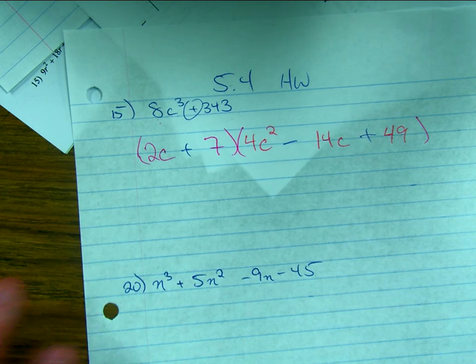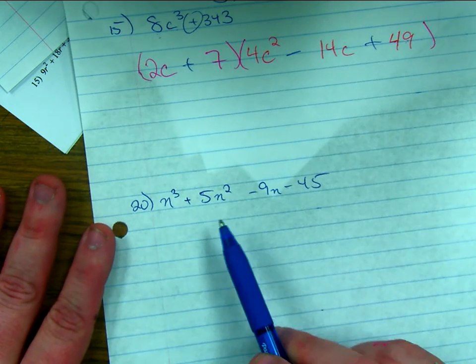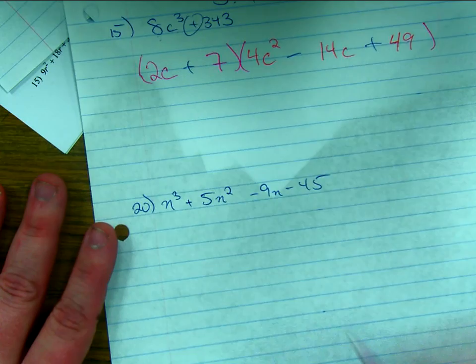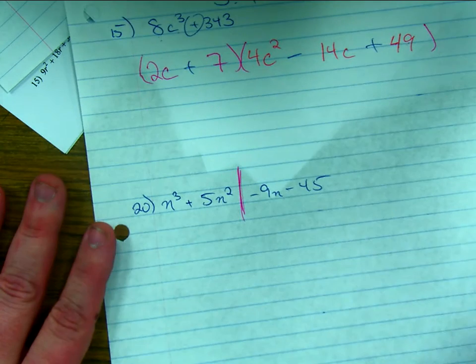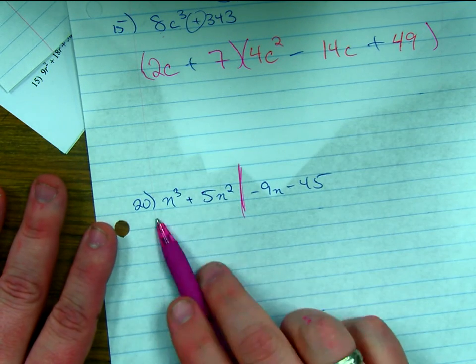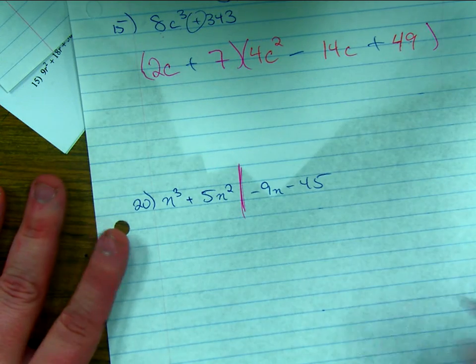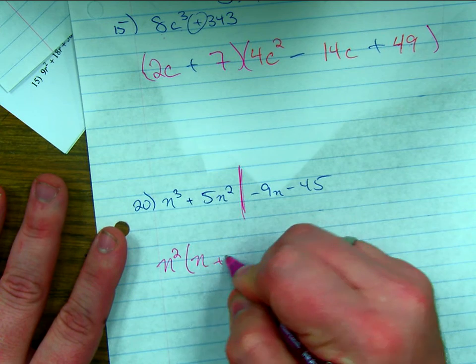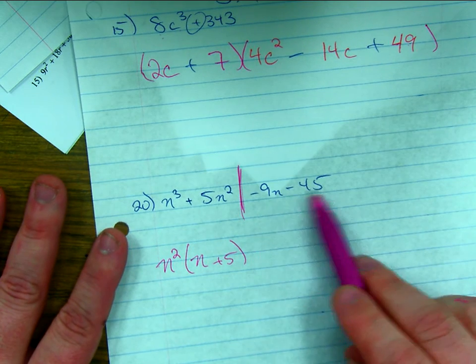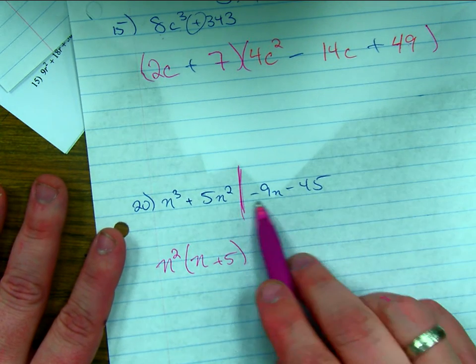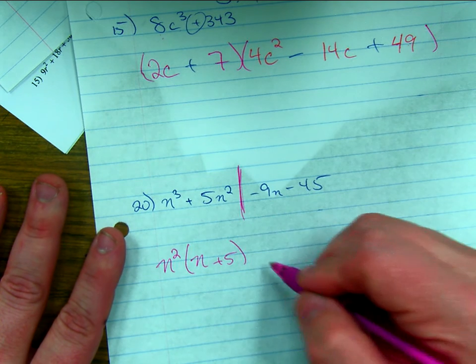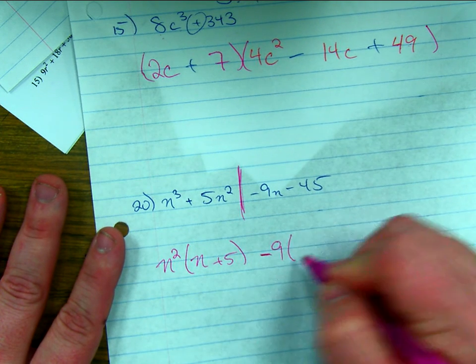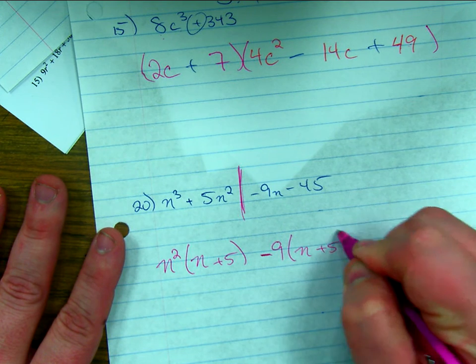All right. Number 20. It's got 4 terms, so we're probably going to factor this one by grouping. On the left, what's the biggest thing I can take out? N squared. Good. That leaves me with N plus 5. Then over here, we probably want to take out something so I have N plus 5. Or you can just look and say, hey, negative 9 looks promising. That would leave me with N plus 5.